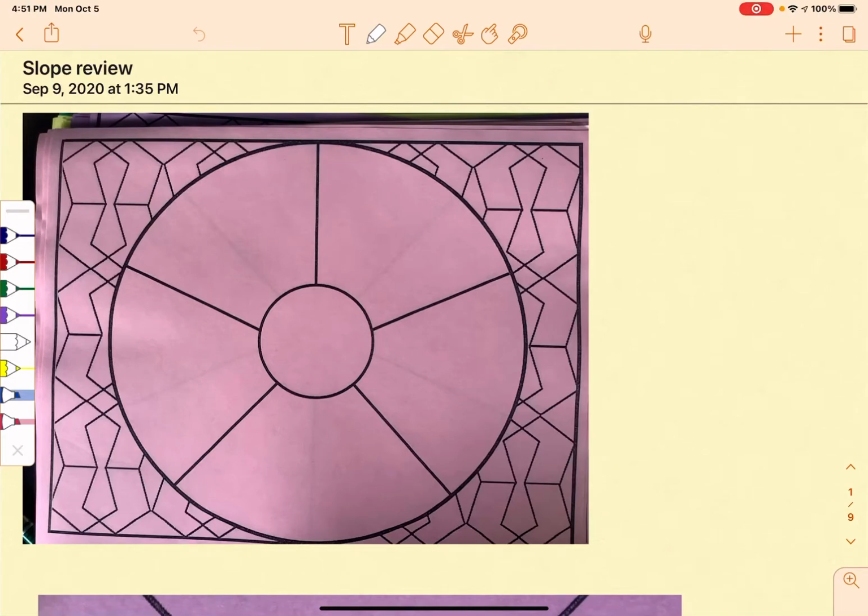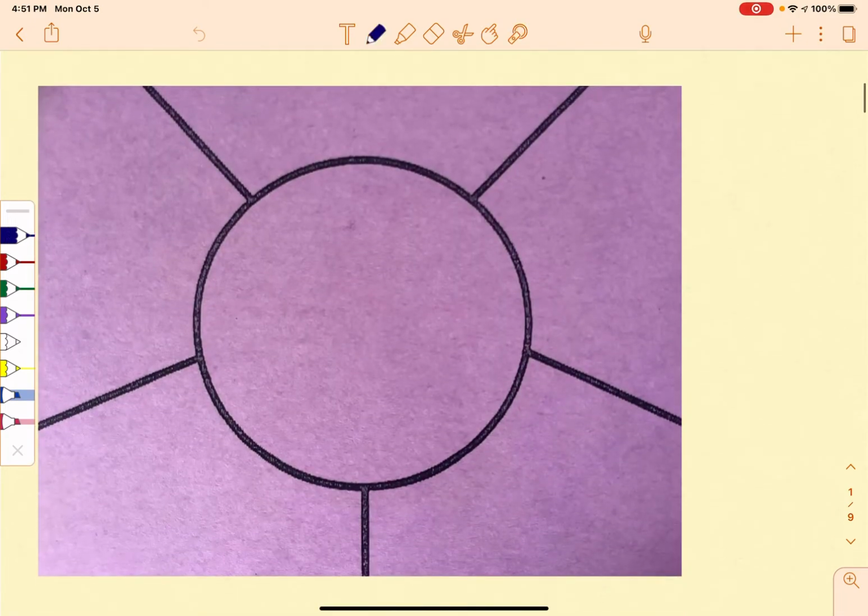Hi guys, today we're going to do a little bit with slope review. So this will probably be the only one out of this set of videos that's going to be on just the regular graphic organizers. The ones after this, we're going to be using the ones that have the graphs on them, so you'll be getting those this week. So we're going to start by filling in the middle piece.